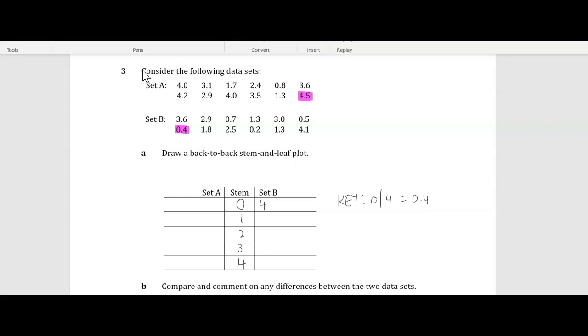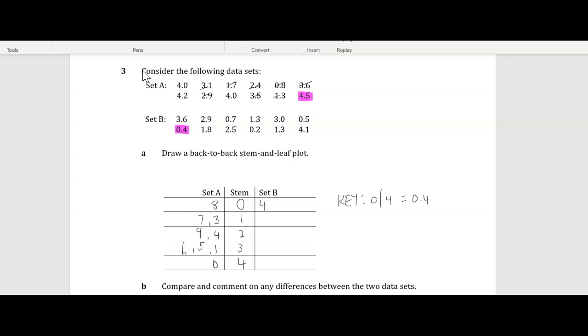So their lowest number is 0.8. We've got nothing else in the 0, so the 1s, so 1.3 and 1.7. And then in the 2s, we've got 2.9. Oh, we've got 2.4. And then in the 3s, we've got 3.1, 3.5, 3.6, and then we're in the 4s.